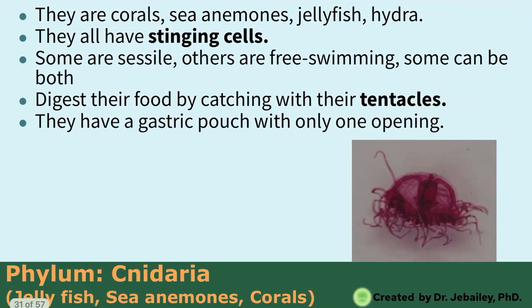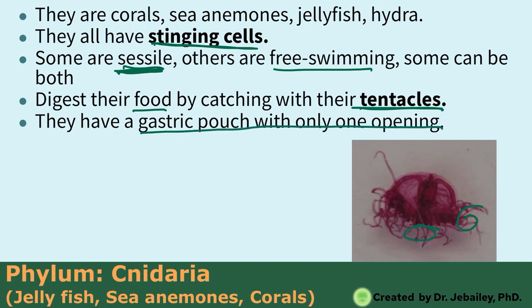When it comes to cnidarians, you can see the examples here on the bottom, but they also have stinging cells, right? They also mostly don't move. Others may swim free, but most of them are very much not moving. So they catch their food by using tentacles, as you can see the tentacles here. And they have a gastric pouch with only one opening. That means whatever comes in comes out from the same opening.